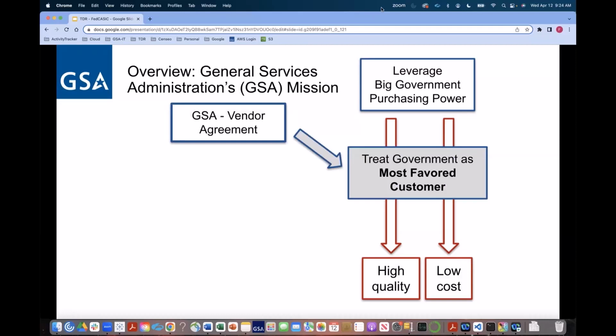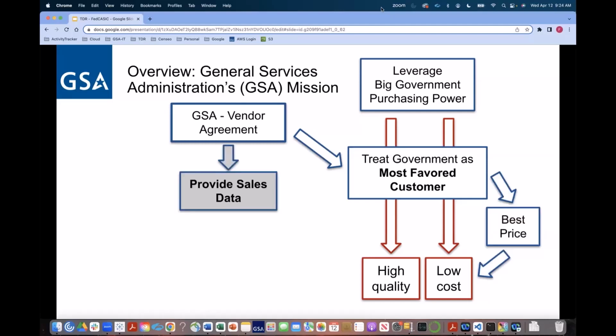But the contractor has the burden, really, to prove that they are treating the government as the most favored customer. Contractors sometimes complain about that burden, but at the end of the day, they do it because they want to be on contract. So the contractor proves that they are treating us as most favored customer, and then we, on the government side, get the best price for high quality products and services.